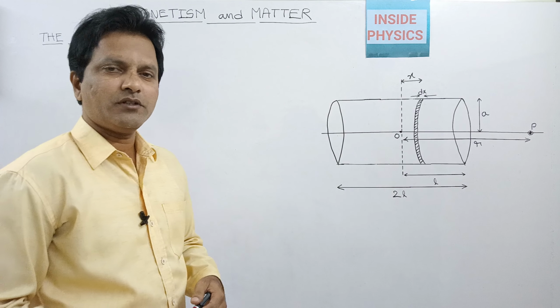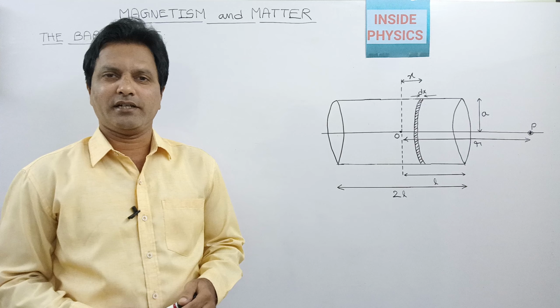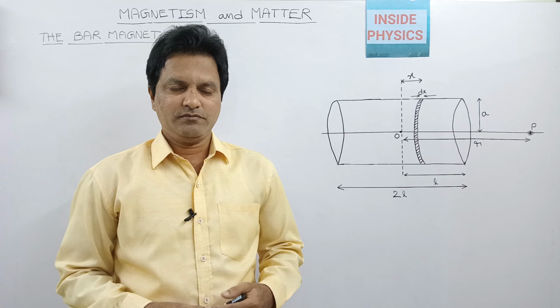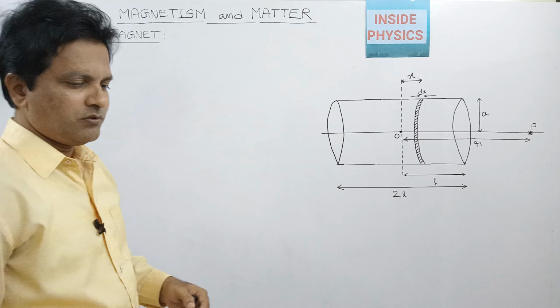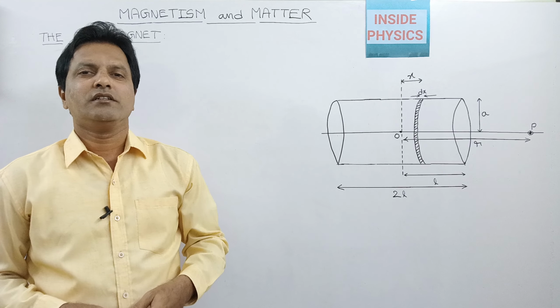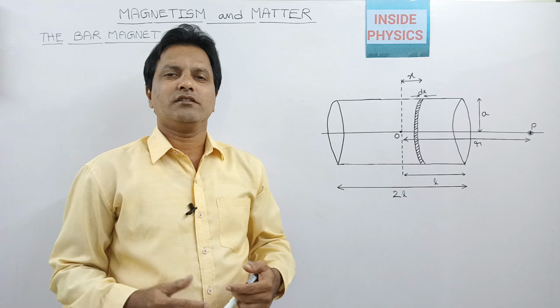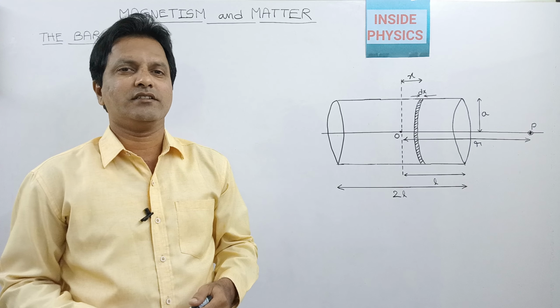Today we are going to discuss magnetism and matter. In this we are going to discuss the bar magnet. Magnetism and matter are both linked to each other. Matter means liquids, solids and gases.